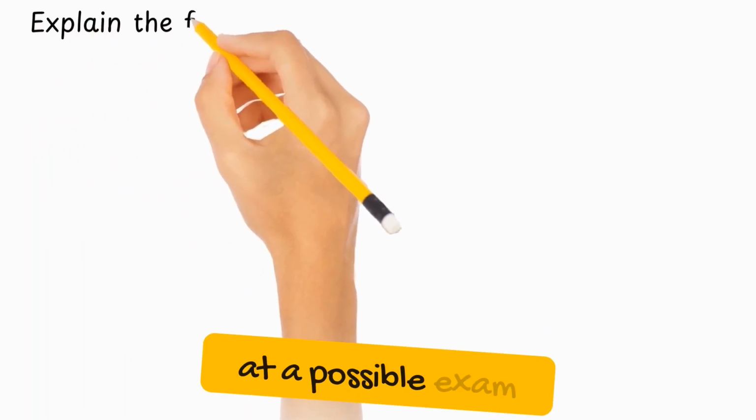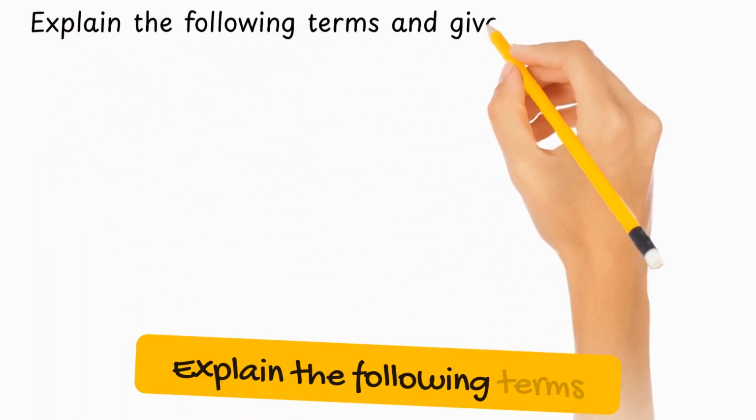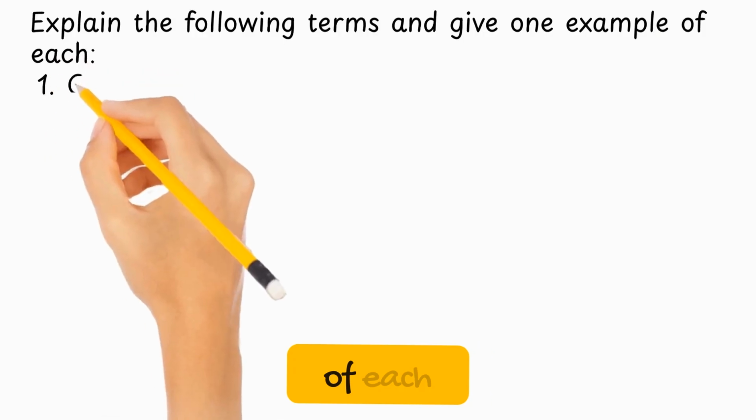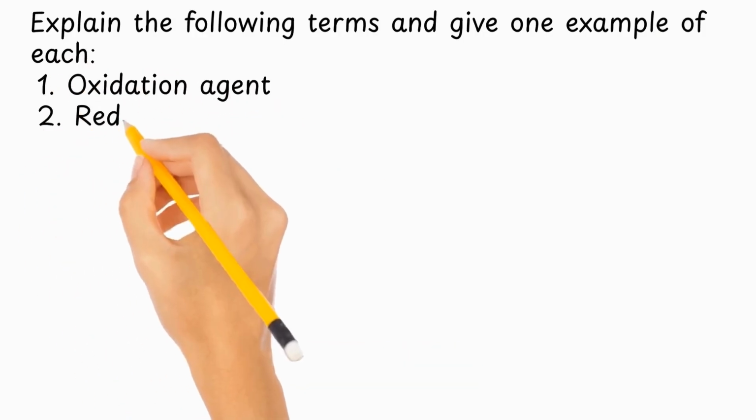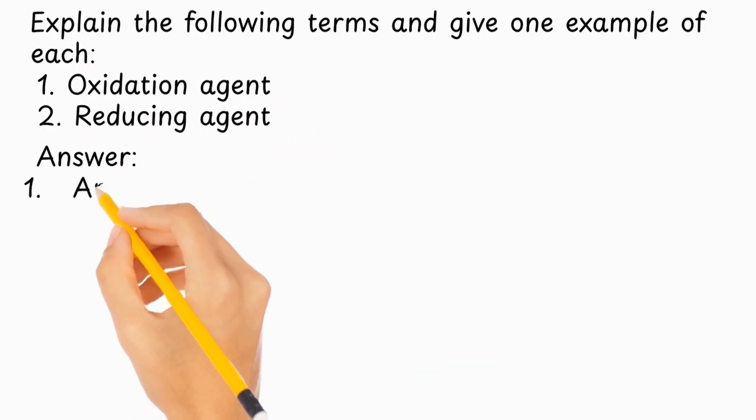Let's have a look at a possible exam question. Explain the following terms and give one example of each. 1. Oxidizing agent. 2. Reducing agent.